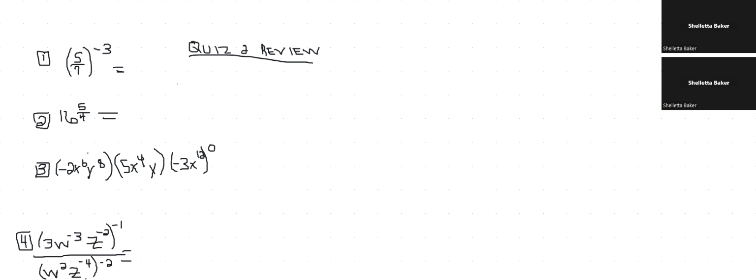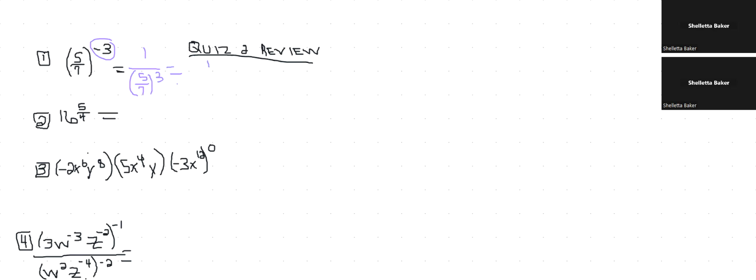All right, guys, this is your quiz 2 review. Number 1, we have 5/7 raised to the power of -3. We have to make this negative power positive, so we're going to rewrite this as 1 over 5/7 to the third power, the positive third power in the denominator. And this can be simplified further.